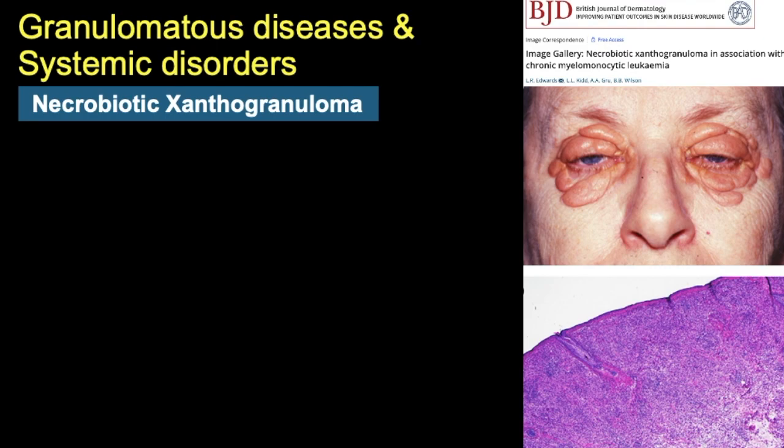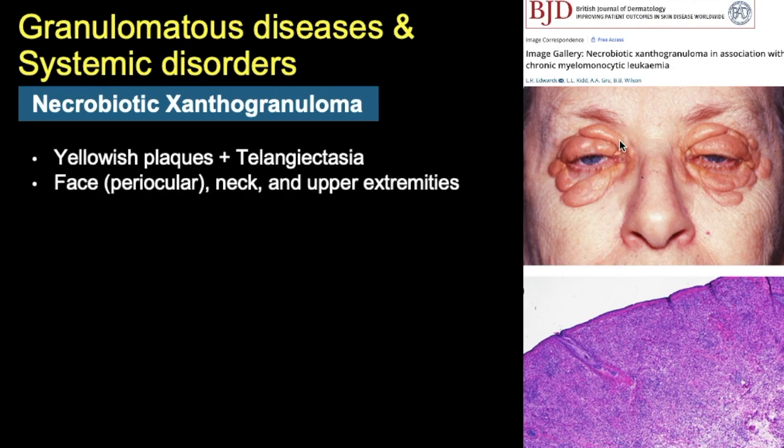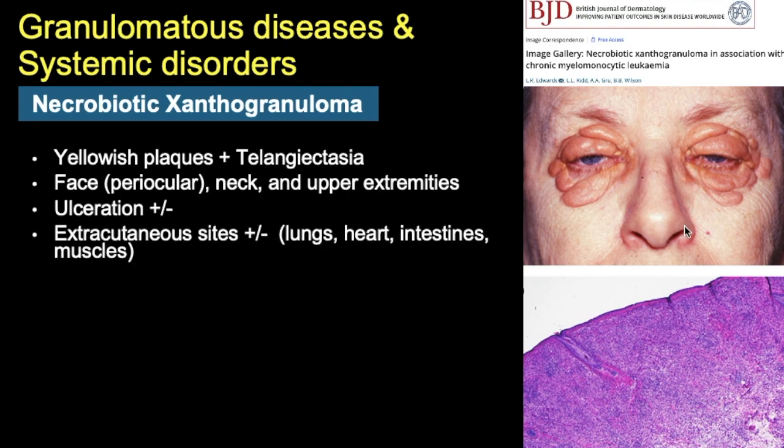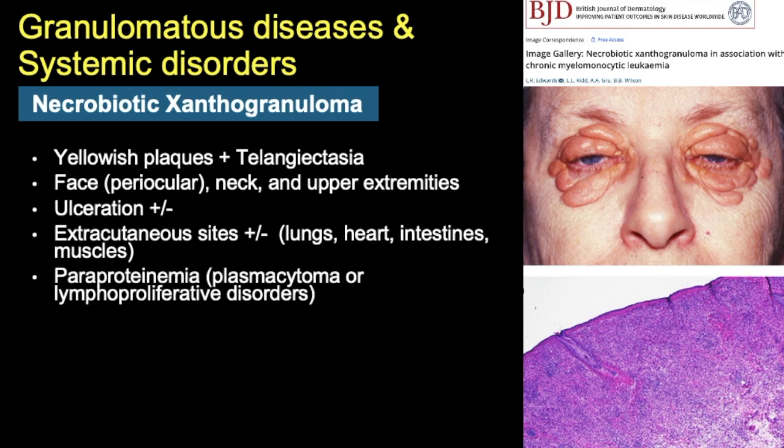The first one is necrobiotic xanthogranuloma, and as for example in this case report from the British Journal of Dermatology, we see this patient has CMML, and clinically it would appear as a yellowish plaque with telangiectasia, happens especially around the eye and the neck and the upper extremities. Sometimes we see ulcerations, and also other organs are involved like lungs, heart, intestines, and muscles.